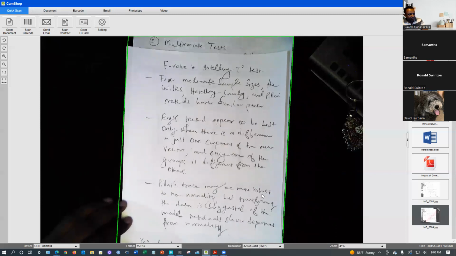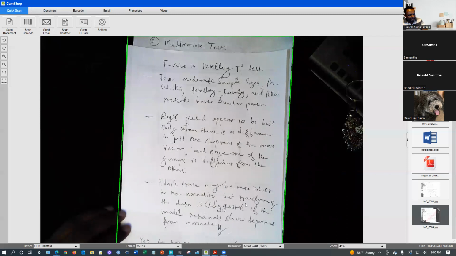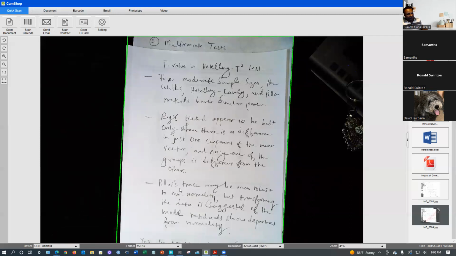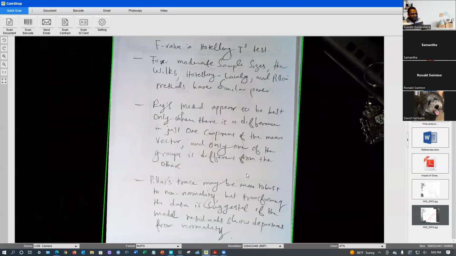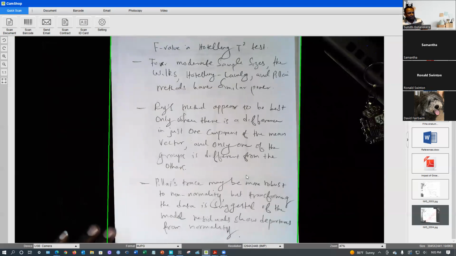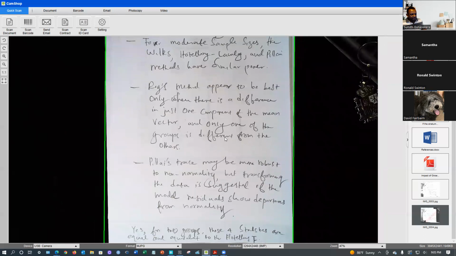Pillai's trace may be the most robust to non-normality, but transforming the data is suggested if the model residuals show departures from normality. In most cases, we assume that our data are normally distributed. Remember, I wrote Yij all the time: my data are normally distributed. It's an assumption, but in practical application, that's not the case all the time. If it's non-normal, you have to go to a different approach.